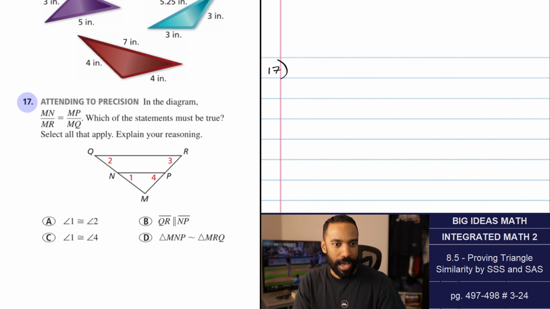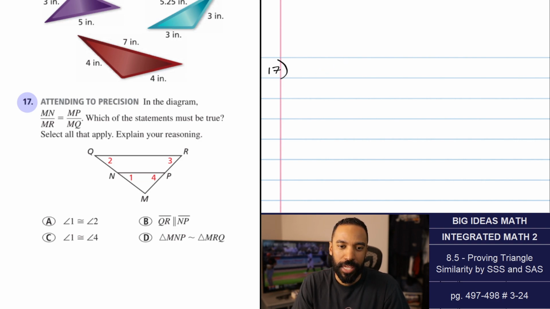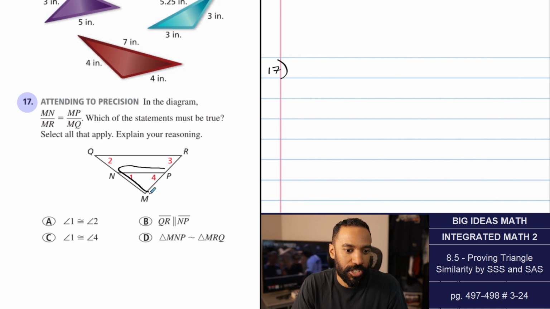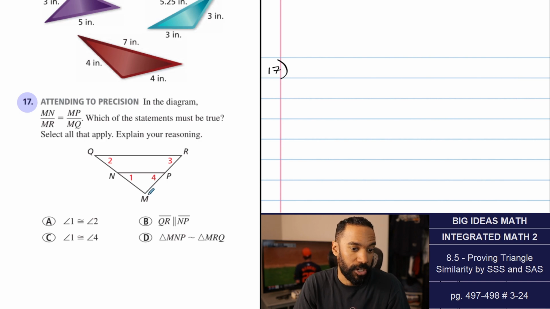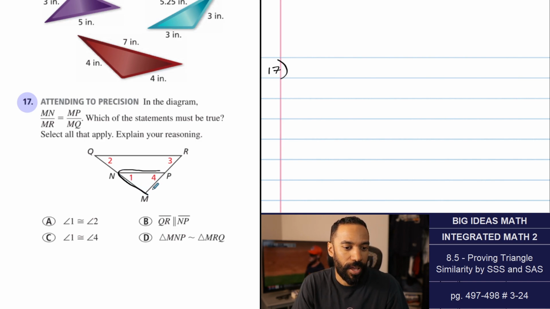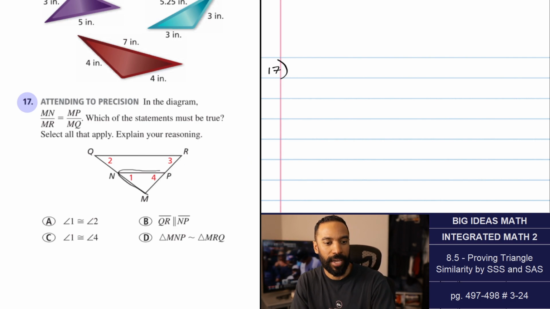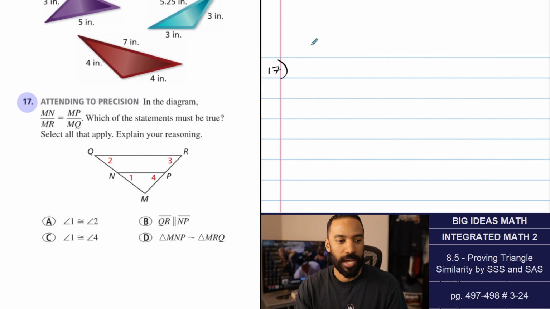So listen, I don't know if this is similar triangles, but the way these things are drawn might throw you into a loop and make you think that triangle MNP is similar to triangle MQR, but that's not the case. If there's similarity to be had, triangle MNP is similar to triangle MRQ, right? It would go that way because of this.